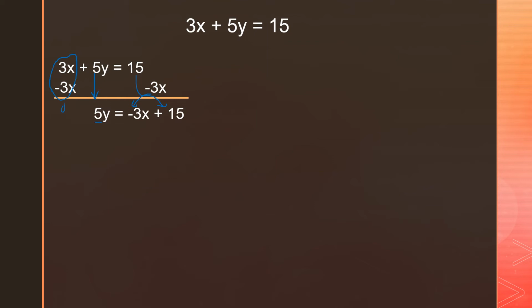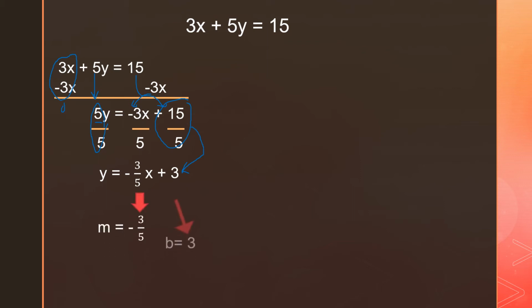Next, we have here 5y. This should be 1y. Therefore, we have to divide both sides by 5 because 5 over 5 will give us 1. So this is 1y. And then simplify the others. Negative 3x divided by 5 is still negative 3/5 x. And 15 divided by 5 is positive 3. Next, identify the slope and the intercept. The slope is negative 3/5 and the intercept is 3. Therefore, the starting point is 0, 3.